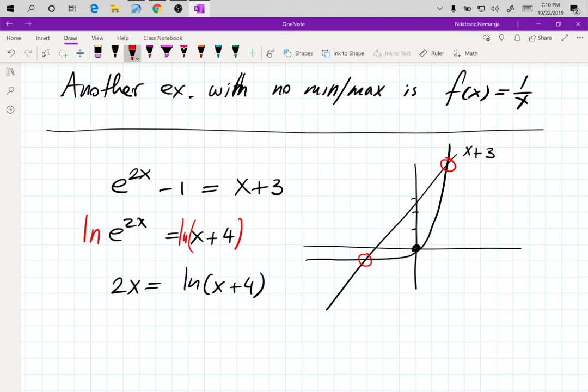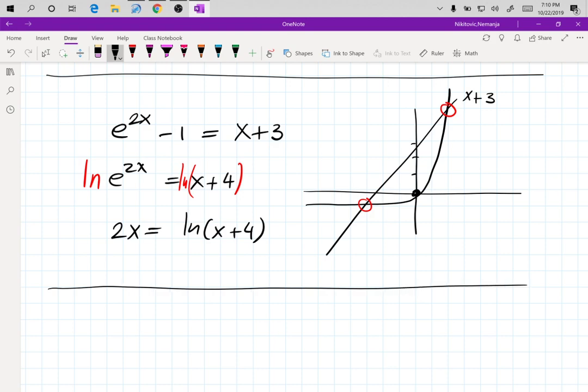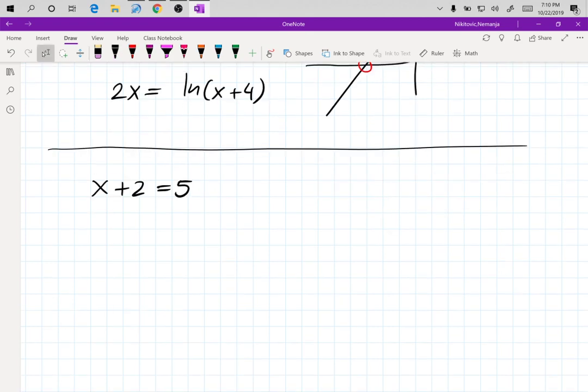And then in Calc 2, you're even going to get better tools. Now, does this numerical method work 100% of the time? The answer is yes. So let's take a look at this terrifying equation, x plus 2 equals 5. How do we solve this equation? Well, all of you want to do the same thing. Subtract 2 on both sides and be done, right? So minus 2, x equals 3, and you walk away.